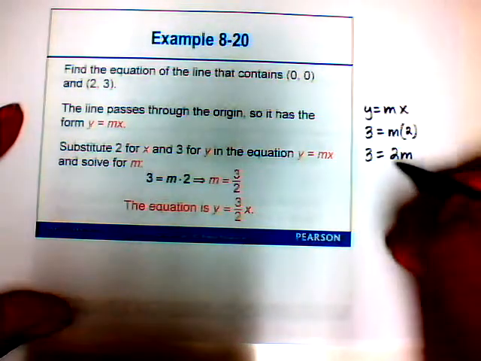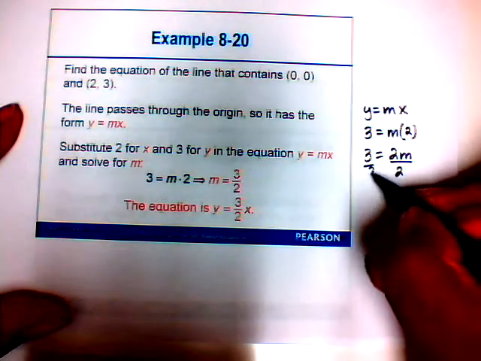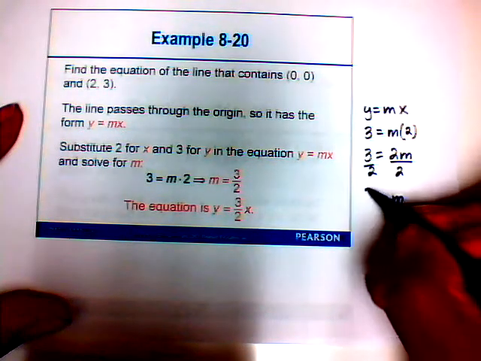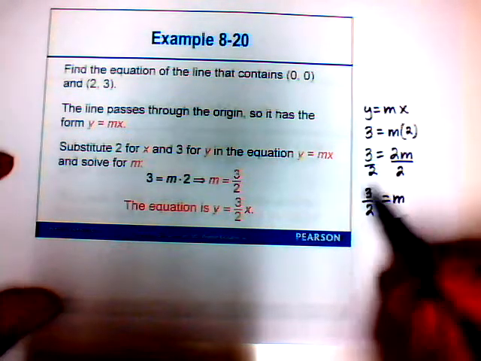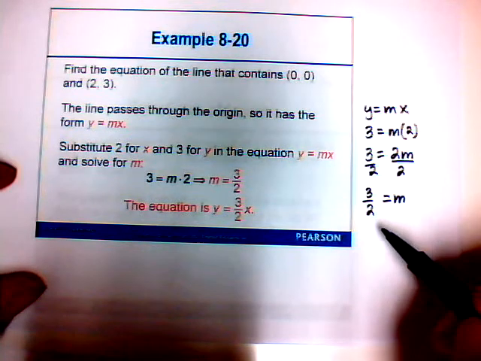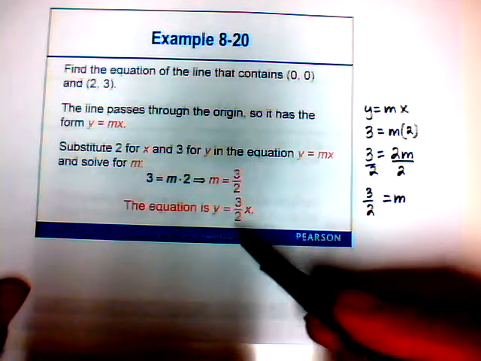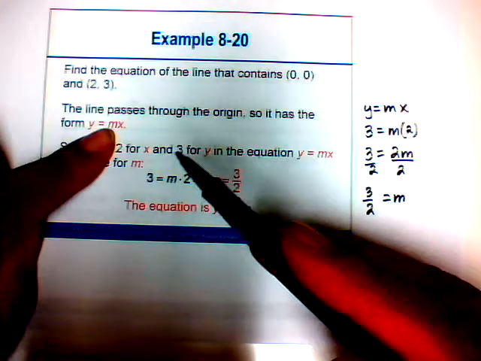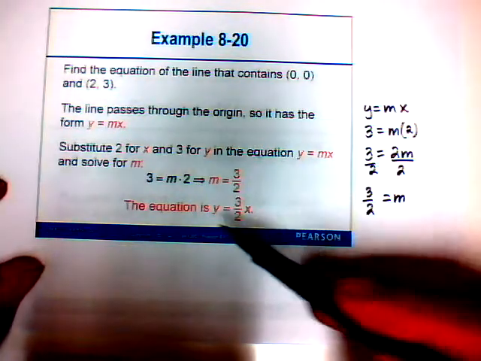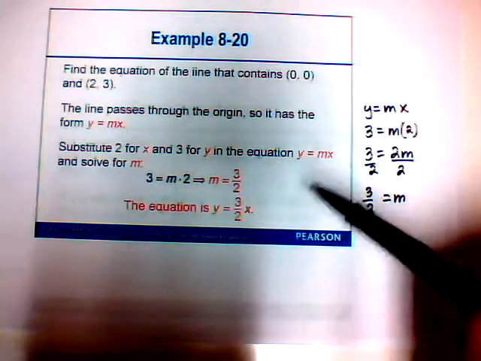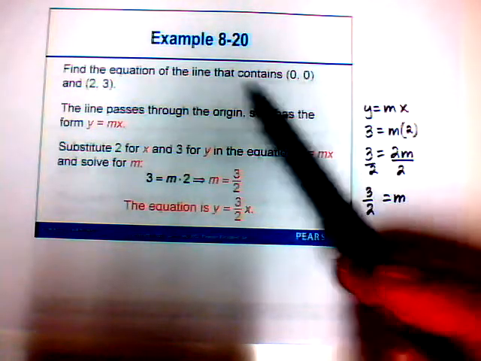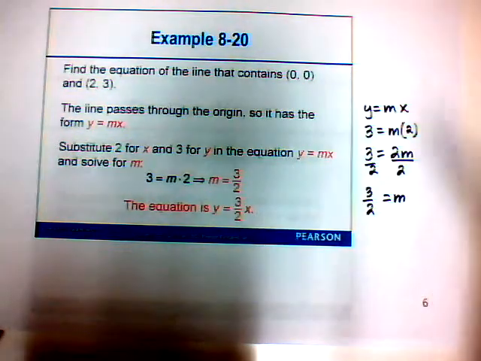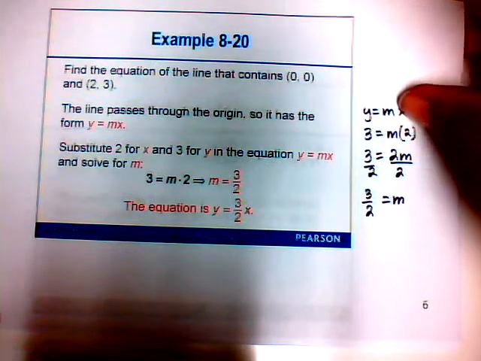And to find out what m is, you just simply divide by 2. So that means m is equal to 3 halves. So that slope there is 3 halves. And the equation y is equal to mx, we just take this form and replace the m with the 3 halves. So that means your equation for that line that contains the point (0, 0) and (2, 3) will be y is equal to 3 halves x.